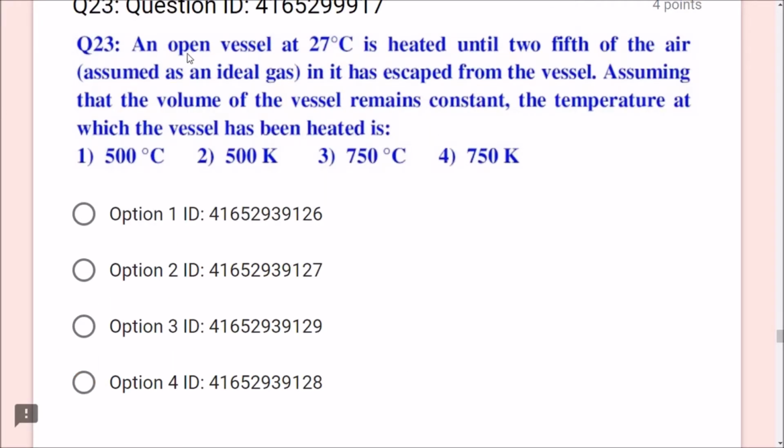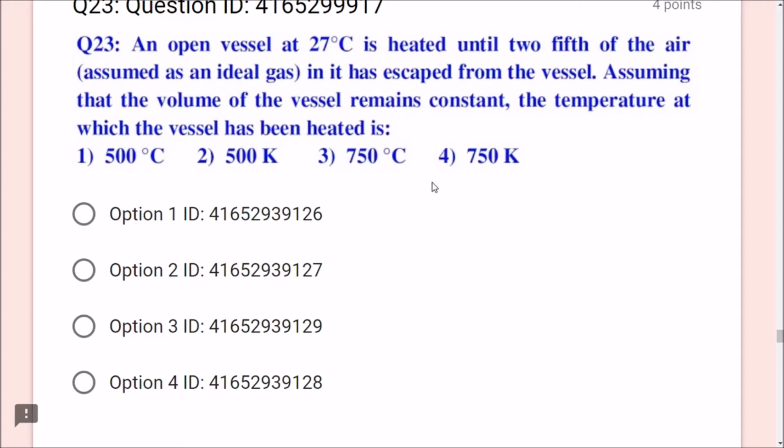Next, question number 23. An open vessel at 27 degrees centigrade is heated until 2/5 of the air, assumed as an ideal gas, in it has escaped from the vessel. Assuming that the volume of the vessel remains constant, the temperature at which the vessel has been heated is, dear friends, it's a logical question. They are taking 27 degrees centigrade.